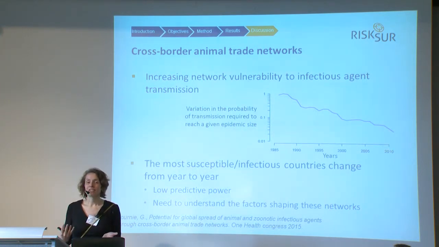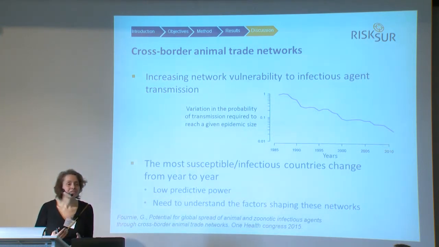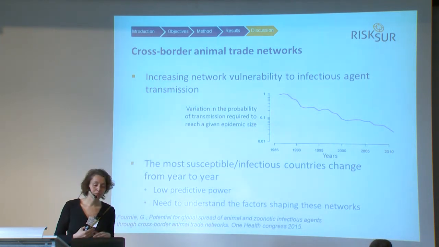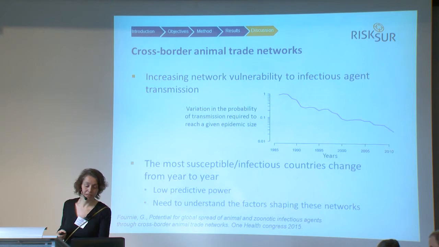It's probably not a surprise to most people here that this increasing global trade has an impact on potential disease transmission, but this shows very clearly that something is happening and we need to balance that. And one way to balance that would be to have better biosecurity and surveillance systems that take into account these dynamics.